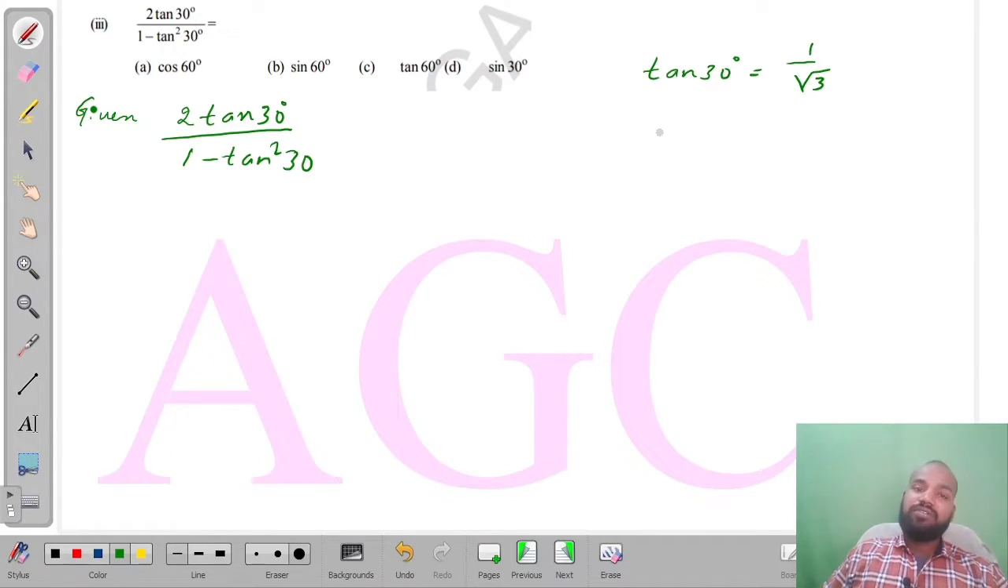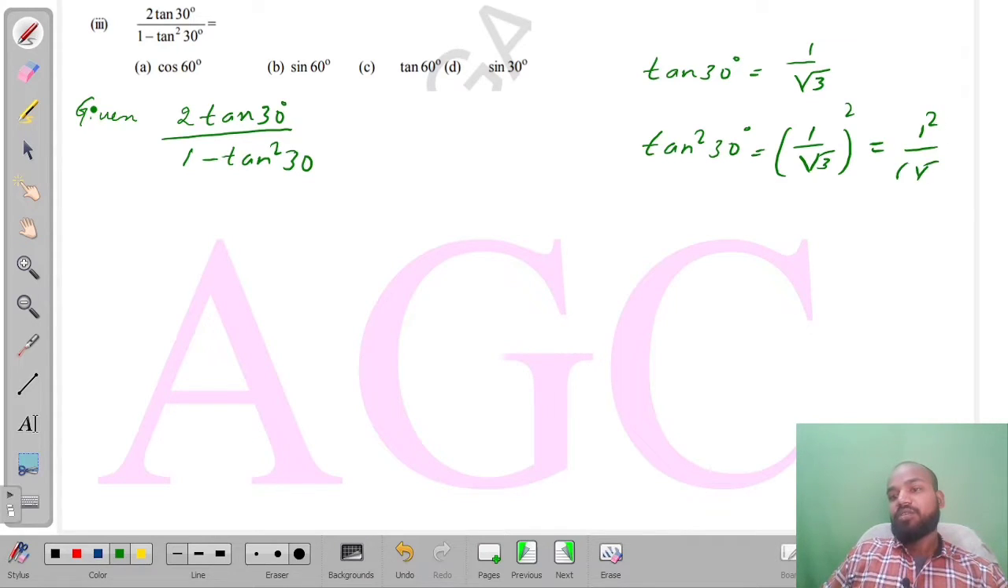So tan square 30 we have to find here. Tan square 30 equals 1 by root 3 whole square. That is nothing but 1 square by root 3 whole square. So 1 square is equal to 1. Root 3 whole square is nothing but 3.